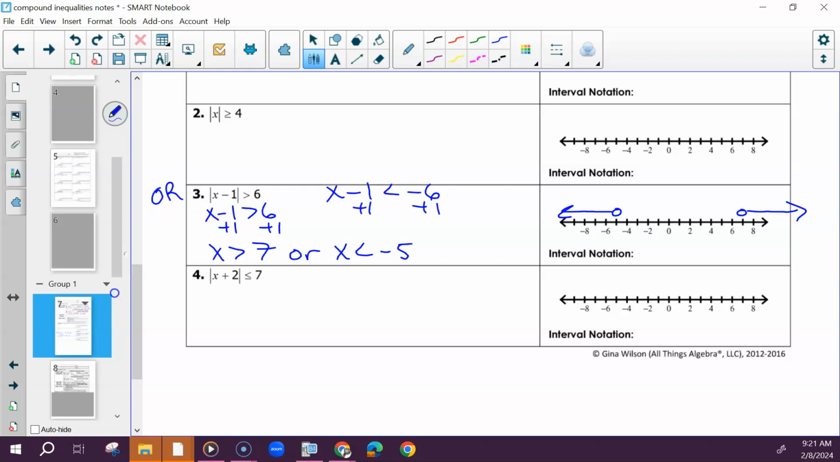How would we write that interval notation? How would we write that? Parentheses negative infinity, comma negative 5, parentheses, or parentheses 7, comma infinity. Thank you. Questions on how we solve that one?